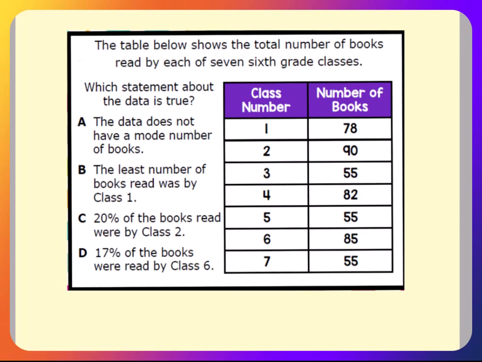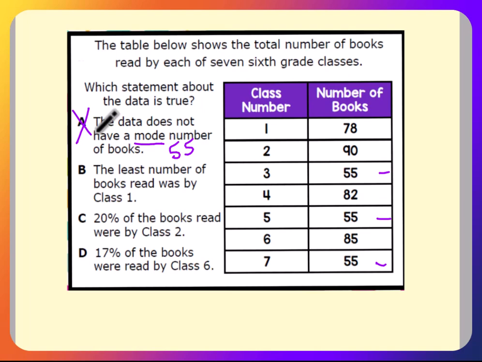The data does not have a mode number of books. Clue word here is mode. So I always like to go through and identify if it's false, why it's false, what it should be. Well, mode means the most. So it says it does not have a mode. But if you go through and look, there's actually 1, 2, 3 classes that read 55 books. That's your mode. So it does have a mode. The mode is actually 55. So that statement is false. It's not what we're looking for.